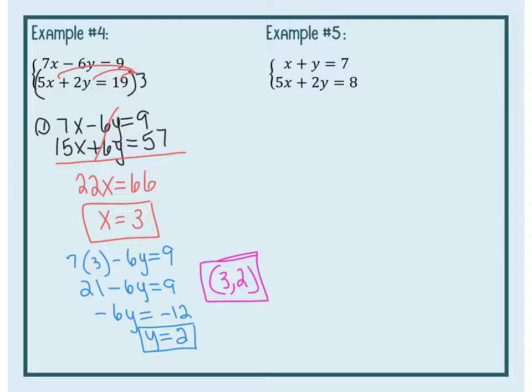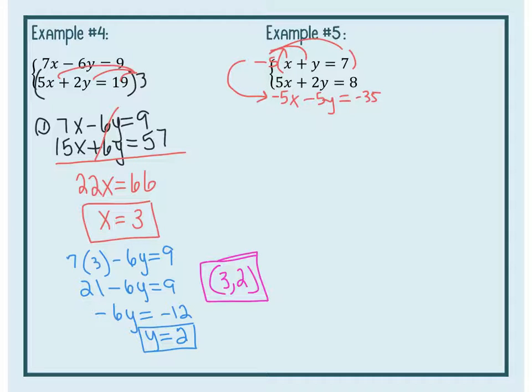I'll go ahead and make the top x turn into a negative 5x. So what do I need to multiply this equation by to make this a negative 5x? The answer is negative 5. So I'm going to distribute this negative 5 here, here, and here. So I'm going to go ahead and rewrite it right underneath that equation. So now I have negative 5x minus 5y equals negative 35.